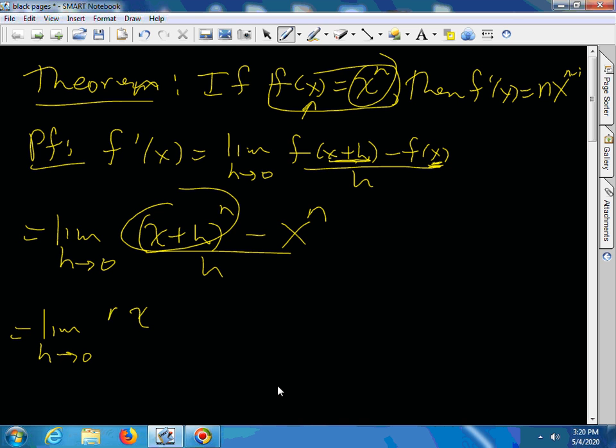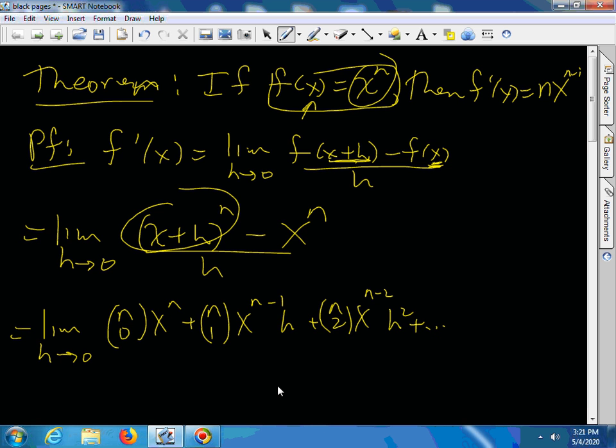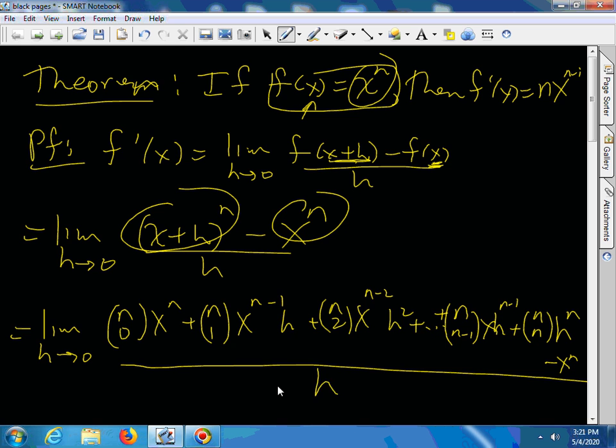This is going to be n choose 0, which is 1, x to the n, plus n choose 1, x to the n minus 1, times h, plus n choose 2, x to the n minus 2, now h squared, all the way down to n choose n minus 1, x h to the n minus 1, plus n choose n, which is 1, h to the n, minus this x to the n. And all of this gets divided by h.